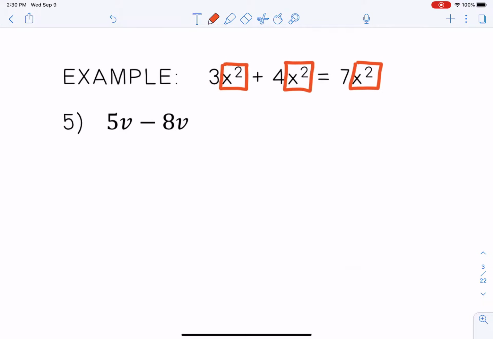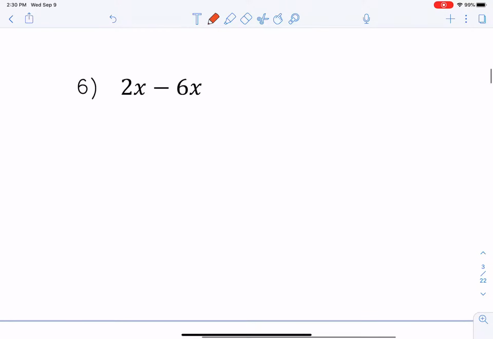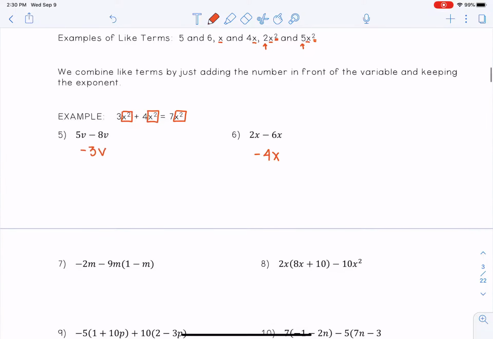So in this first example, 5b minus 8b, I have 5 of something, I'm subtracting 8 of them, so I'm left with 3 of them. My second example, I have 2 x's, and I'm subtracting 6 x's, so I have minus 4 x's. Now let's get a little bit more complicated.